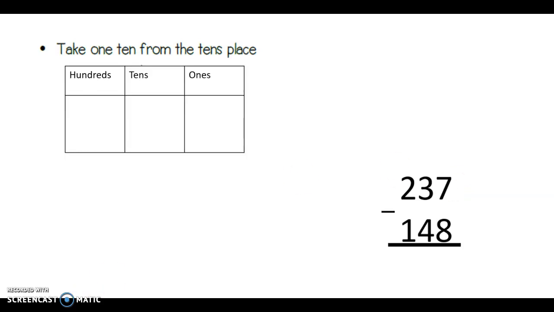So the first thing I'm going to do is borrow a 10 from the tens place so that I can subtract my ones. So here I will model my number. I have 2 hundreds, I have 3 tens, and I have 7 ones. So that's 237, and I am going to take a 10 and move it over to my ones place so that I am able to subtract.